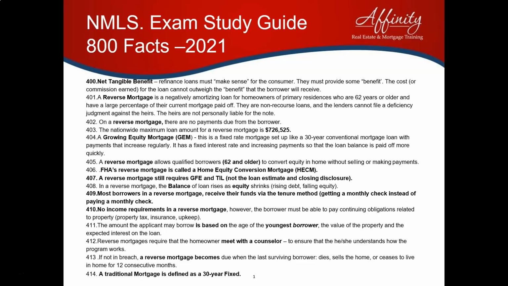A growing equity mortgage, a GEM. This is a fixed rate mortgage set up like a 30-year conventional mortgage loan with payments that increase regularly. It has a fixed interest rate and increase in payments so that the loan balance is paid off more quickly.